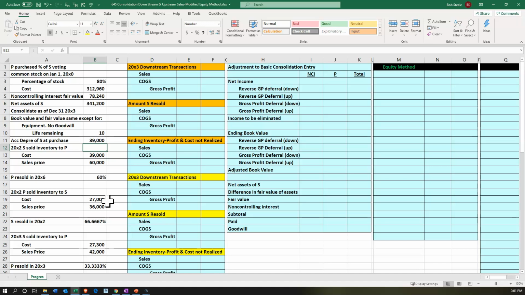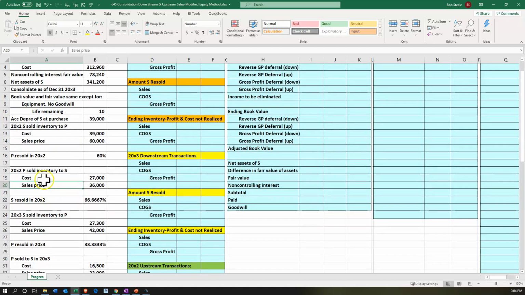Now here's the intercompany part, the new stuff that we're going to have to deal with. In 20X2, S, the subsidiary, sold inventory to P. So this is in the prior year. Last year, 20X2, we're consolidating as of 20X3. There were these sales that took place, so we're going to have to think about what the effect of those prior year sales will be. P resold 60% in 20X2, last year. That means the difference, the 40%, is still on the books in 20X3, which we're going to have to deal with this year.